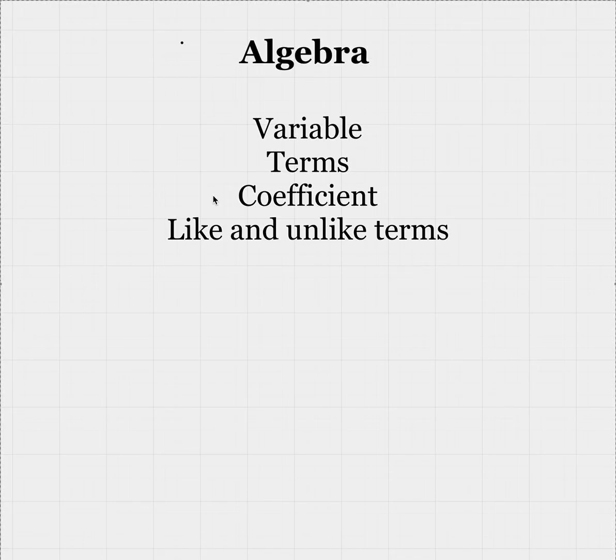In this video, we're going to talk about algebra. We start off by looking at some keywords in algebra and what they mean. So the first word we're going to look at is variable. When we say a variable in algebra, what does it mean? So a variable is a letter that stands for a number we don't know yet.